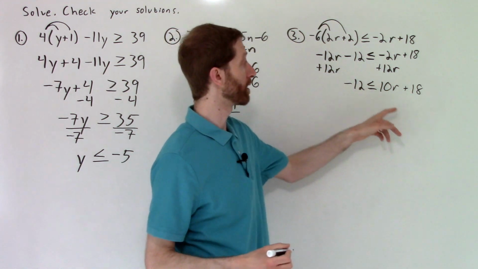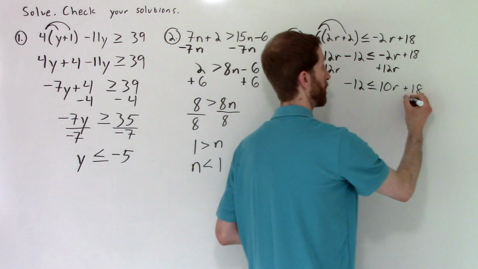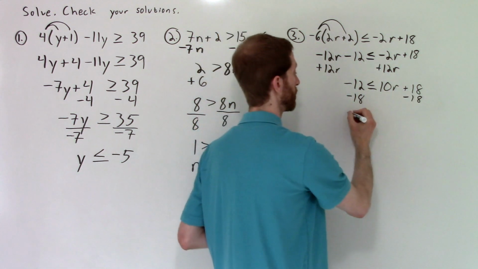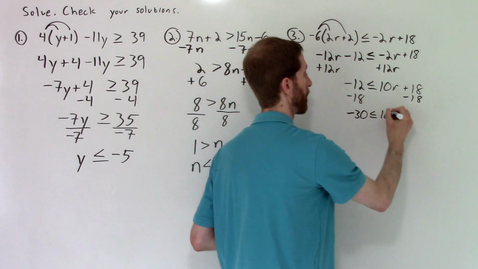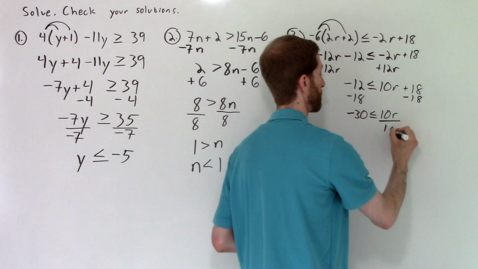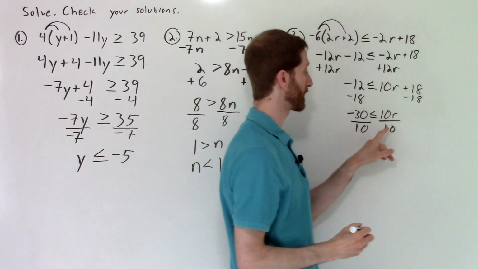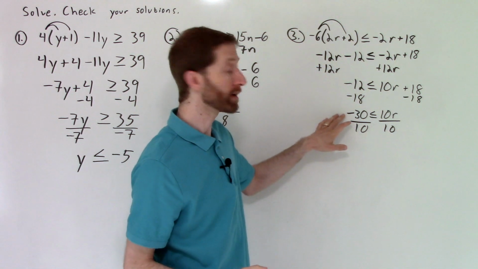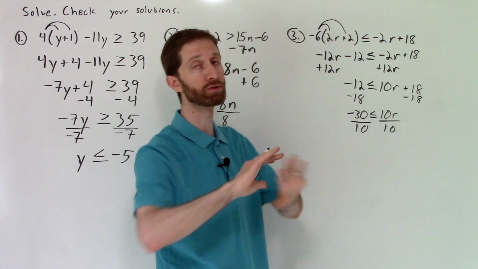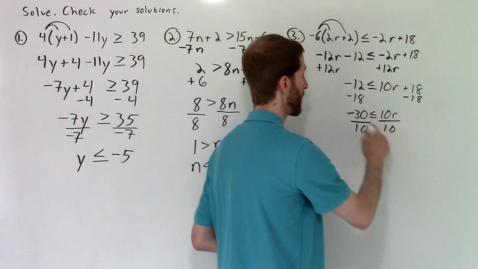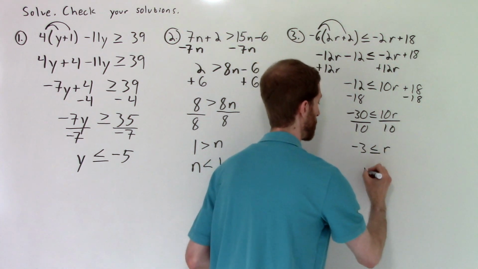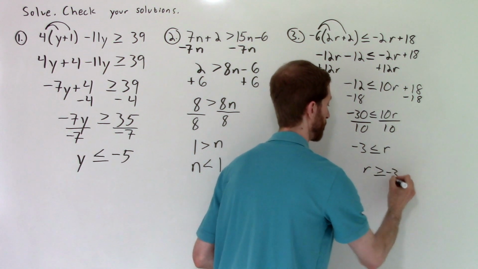Then I want to isolate r, so I'm going to subtract 18 from both sides. Minus 18. Minus 18. So the 18's cancel and you're left with negative 30 is less than or equal to 10r. From here, I want to isolate r, so just like any equation, I divide both sides by 10. Notice that we are dividing both sides by a positive 10. I recognize that 30 is negative, but we're not dividing by a negative number, so the inequality signs do not change direction. 10's divide out, negative 30 divided by 10 is negative 3, is less than or equal to r. And some people like to rewrite it like this, r is greater than or equal to negative 3.